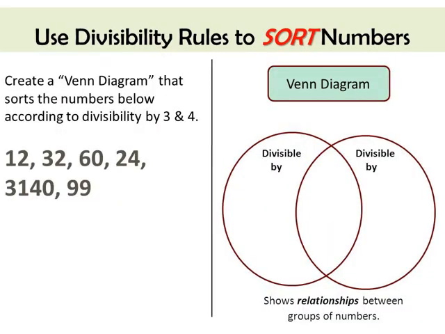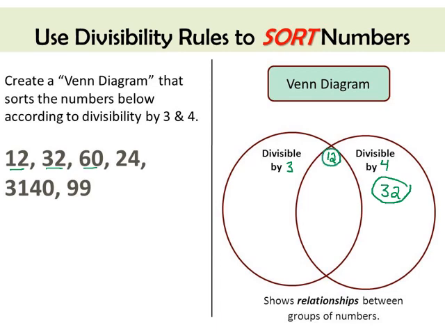Okay, so here comes that Venn diagram. Create a Venn diagram that sorts the numbers below according to the divisibility by 3 and 4. So if we say this side is going to be divisible by 3, this side is going to be divisible by 4. So where do you want to put 12? Well, 1 plus 2 is 3, and 12 is also divisible by 4, so it has to go in the middle. 32, 3 plus 2 is 5, so it's not divisible by 3. It is only divisible by 4. I'll circle these.